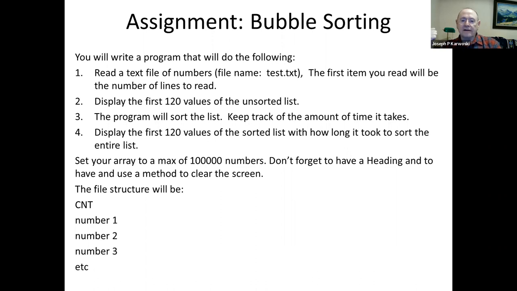Don't forget to have a heading. So what do I mean when I say a heading? I want column 1, column 2, column 3, column 4, column 5, column 6. You're going to have 6 columns because you're showing me the first 120. We're going to do 20 numbers per column.